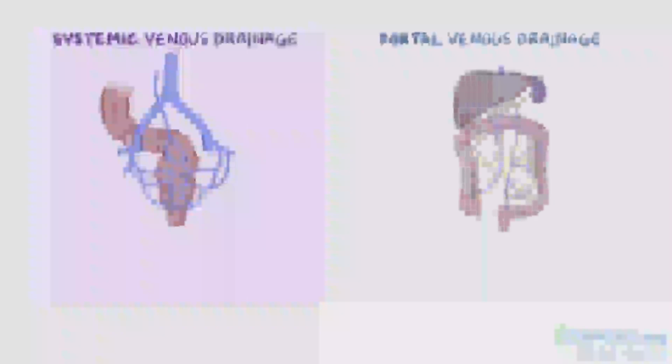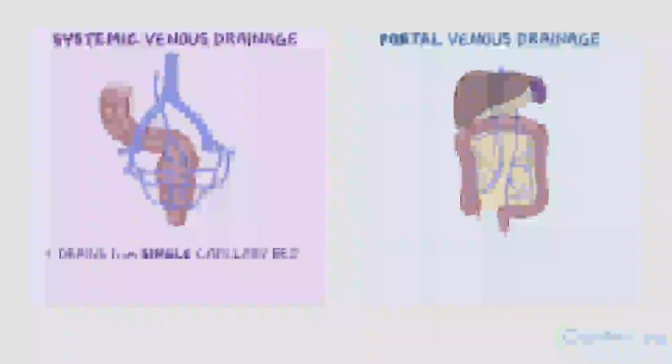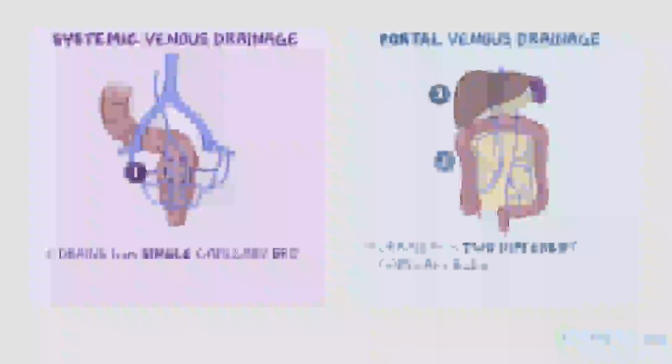Now, let's switch gears and look at the venous drainage of the abdominal viscera. First, let's discuss how there's both a systemic venous drainage system and a portal venous drainage system. The systemic venous system occurs when venous blood drains from a single capillary bed and has a direct course to drain into either the inferior or superior vena cava, which returns blood to the right atrium. In contrast, a portal venous system occurs when blood travels through 2 different capillary beds, which is what venous blood from the small and large intestines do.